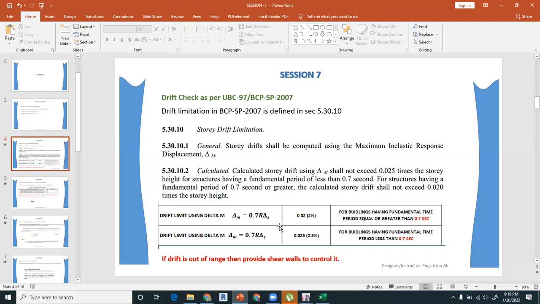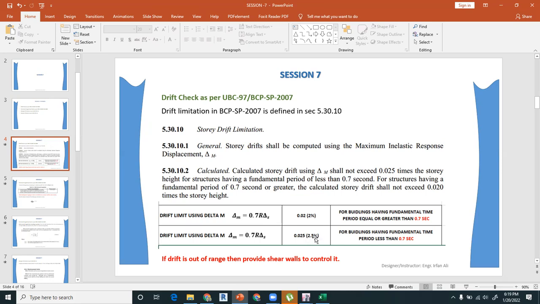That is, for example, you are getting the deformation in ETABS. So that deformation is actually delta S. So you have to multiply that delta S into R and then 0.7 to get total delta M, right? So there are two conditions. For buildings having fundamental period equal to or greater than 0.7 seconds, the limitation is 2% drift, 0.02.